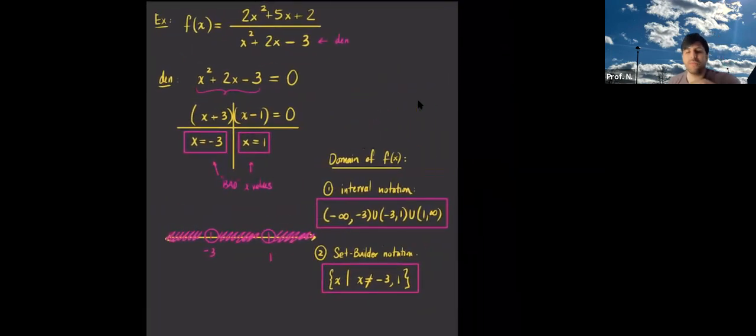Okay? So that's how you find the domain of a rational function. You find the x values that are not in the domain, which means you solve the denominator for 0, and those x values that you solve are the x values that are not in your domain, and so you exclude them but include everything else. So is that clear? Any questions about this?